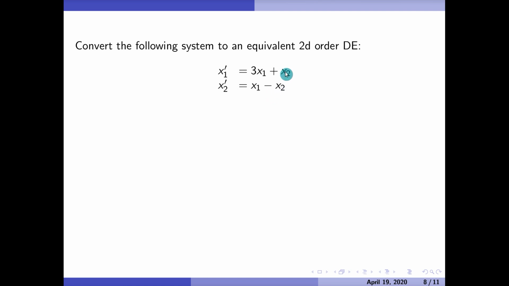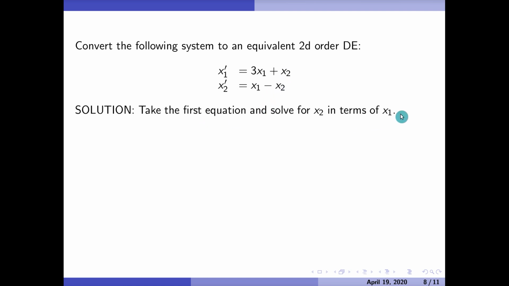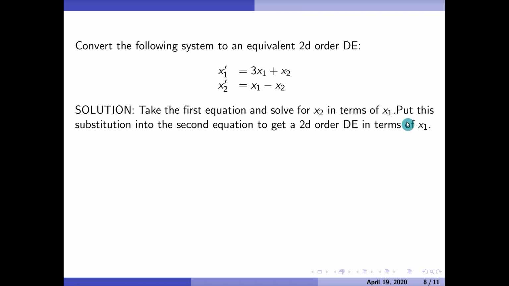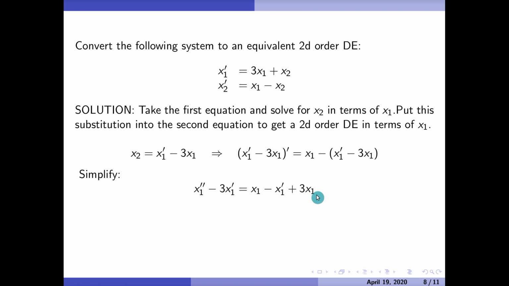So let's go ahead and solve for x2 in terms of x1, and then we'll put it into the second equation. So x2 is x1 prime minus 3x1. Plug that into the second equation, and this is our x2 prime here, and this is minus x2, and now we just simplify. And so simplifying, we get this expression. We can continue to simplify and bring everything over to one side, and we get this expression for our differential equation.